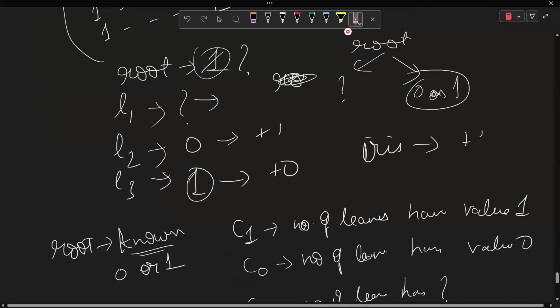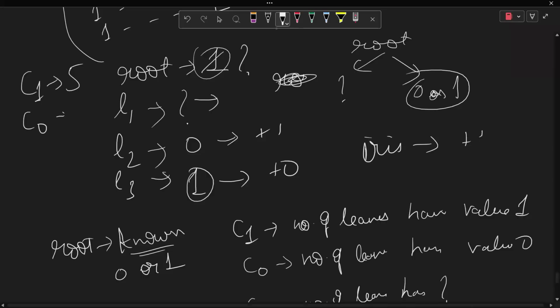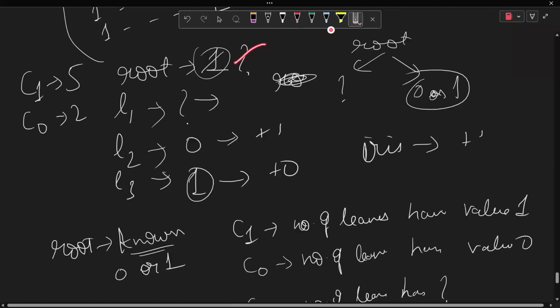Since Iris is starting first, let's say the C1 is more. Let's say there are 5 leaves having value 1 and there are 2 leaves having value 0. Then what would Iris do? He is starting first. He can just directly replace this question mark with a 0 so that this 0 and 1 are unequal. You add +5 to your answer. Because if Dora gets the chance, he would replace it with 1 and add only +2 to the answer, because Dora is trying to minimize the answer.